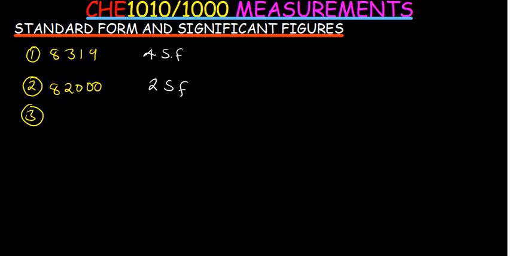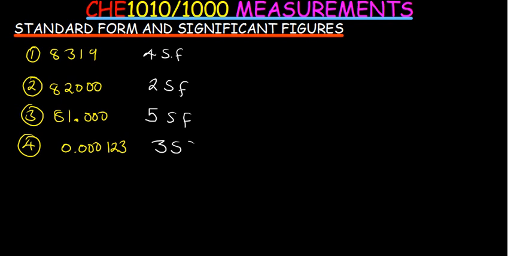If you have got 81.000, zeros on the right after a decimal point are always counted as significant. On the right of a decimal point, they're always significant. So in this one, we have got 5 significant figures, but zeros on the left of a number are not significant even after a decimal point. So in this case, these zeros we can see in front, they are not significant. Therefore, we only have three significant figures.